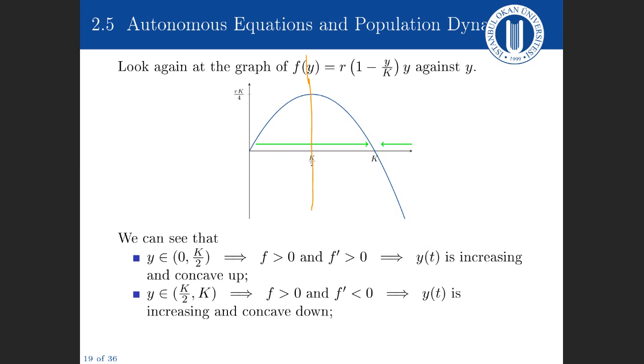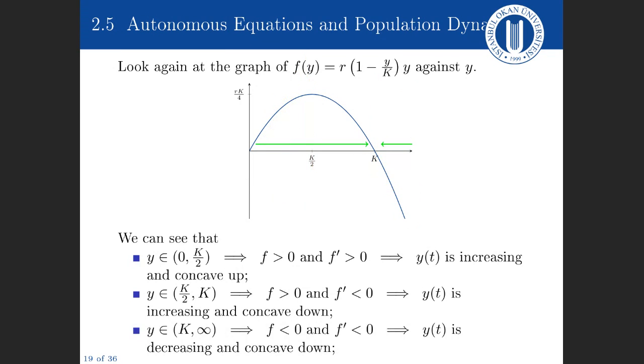Let's look at the next part now, the middle part of the graph. In the middle part of the graph, f is positive, but now f is going down, so f prime is negative. Positive multiplied by negative is negative, which means concave down. Here, y must be increasing and concave down.